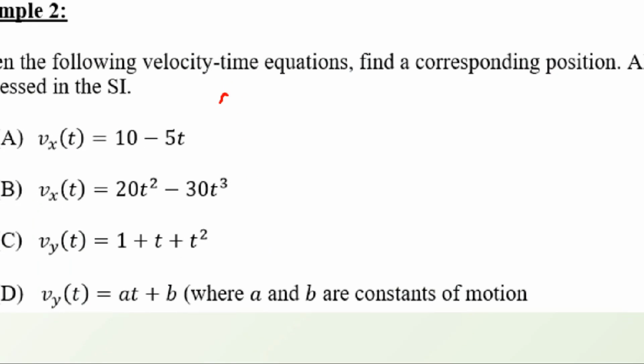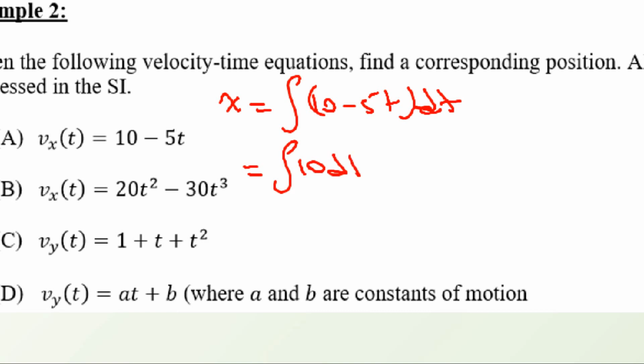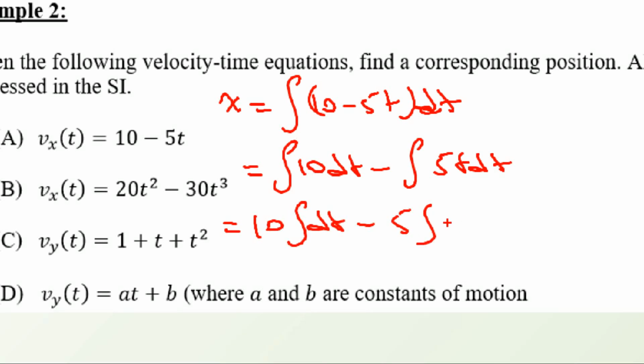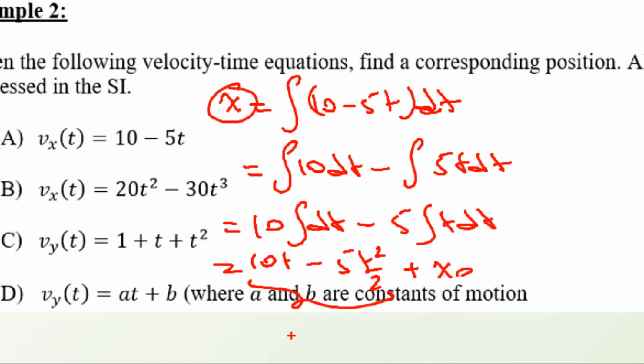Then for part A, x would be the integral of 10 minus 5t dt. Now let me do only the first one carefully. That would be the integral of 10 dt minus the integral of 5t dt. Now we can take the constants out: 10 times the integral of dt minus 5 times the integral of t dt. Now here we have 1, which is t to the power 0. Why am I claiming it's t to the power 0 and not x to the power of 0, for example? Because we are integrating with respect to time. Then that would be 10t minus 5t squared over 2 plus a constant which is related to the variable of motion, and that would be x0, because these are polynomial functions.